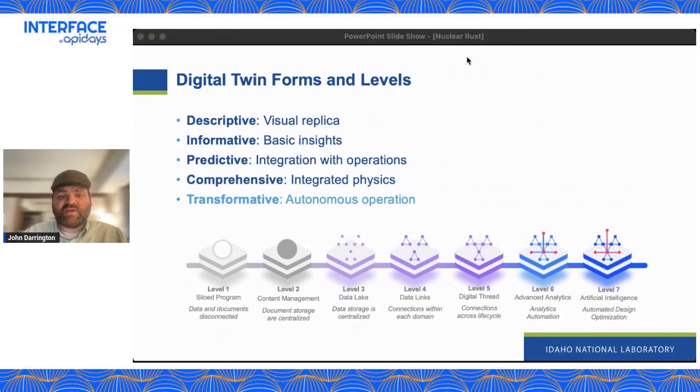Now, the digital twin levels, these aren't comprehensive levels. This is just kind of a description. But I want to illustrate the fact that we move from this idea that a digital twin is just a model and some data connected to that model, so that the data and documents are kind of floating around, and they're connected to maybe a model or something along those lines.